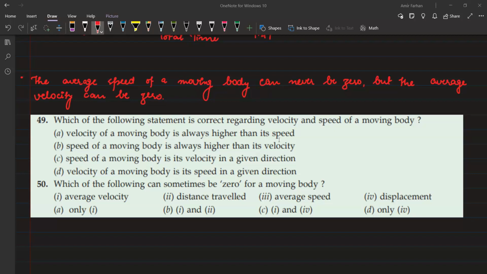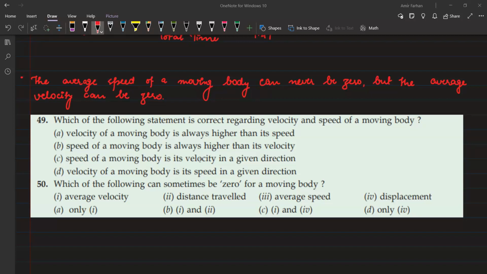It is wrong because velocity is the ratio of displacement and time, and displacement can be less than or equal to distance. It means that velocity can be less than or equal to speed. It cannot be higher than speed.